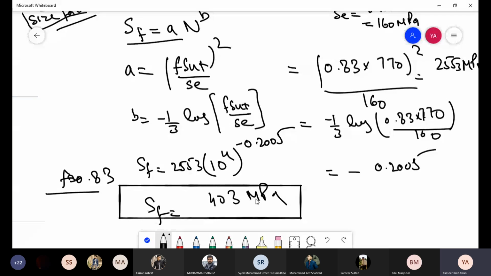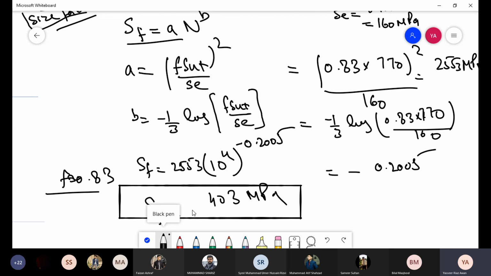So now you have much larger strength value to play with. The endurance limit was 160, but that is for a million cycles. We have reduced the number of cycles to a large amount, that is we are only looking for 10 raised to 4, 10,000 cycles. So here you have much higher strength value, that is 403 megapascal.